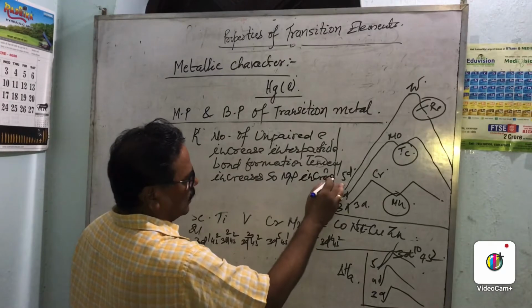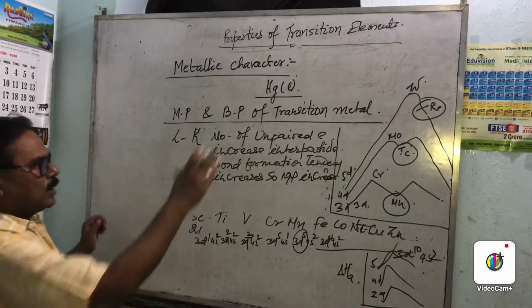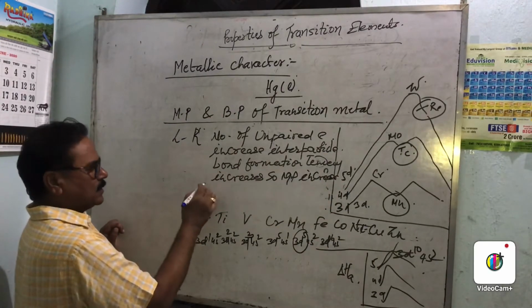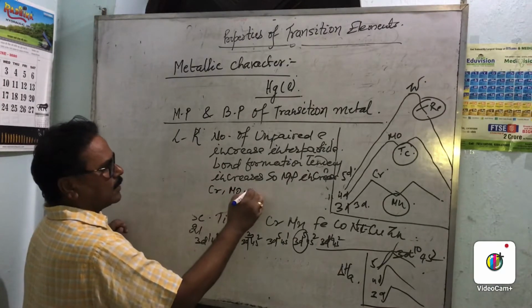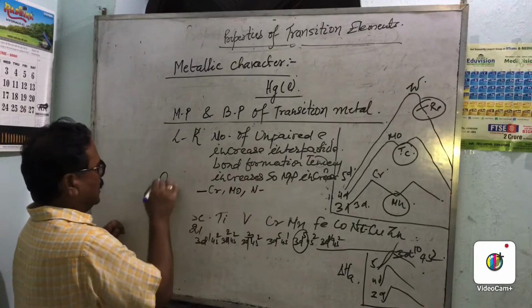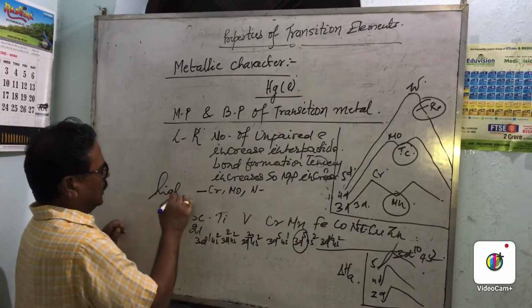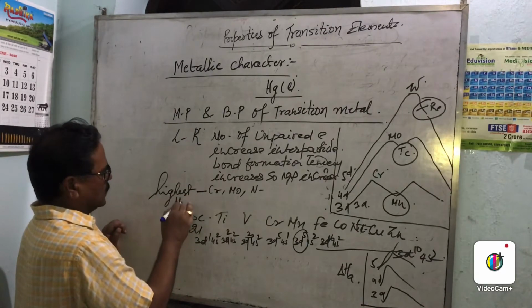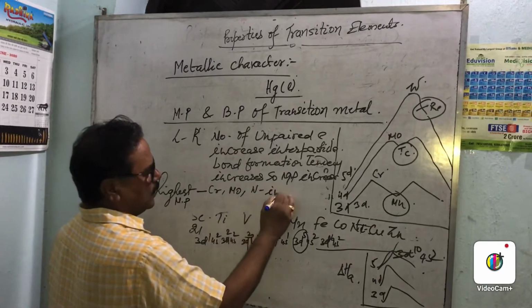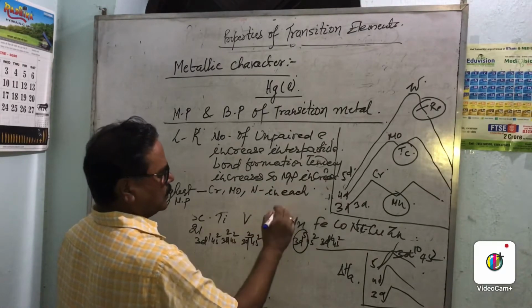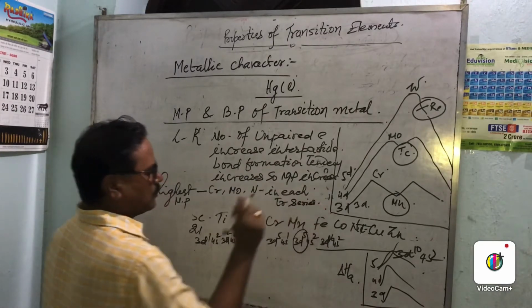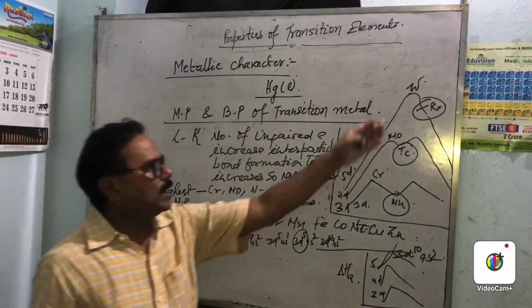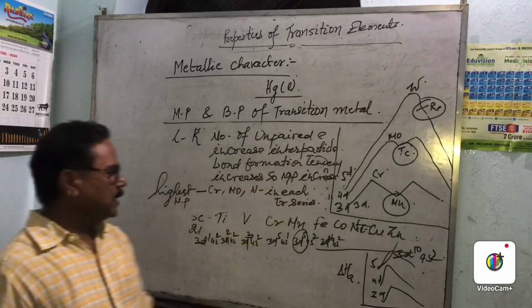So in every series, chromium, molybdenum and tungsten will have the highest melting point in each transition series. This is the first concept, why it increases to the highest melting point.